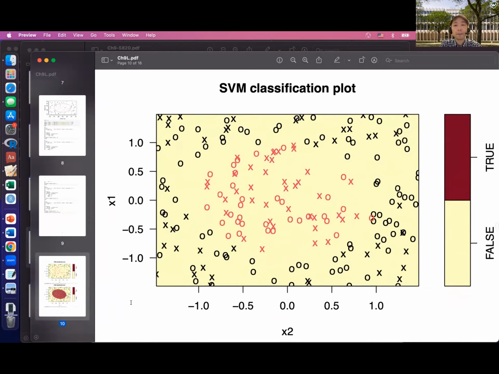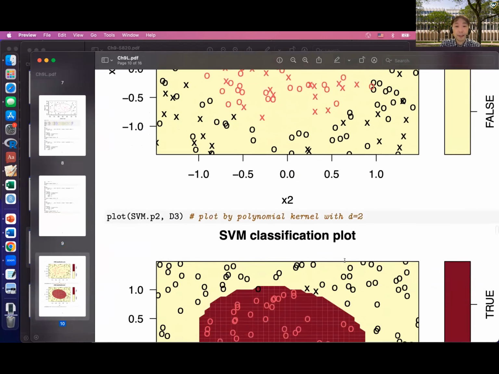And the linear kernel here. Basically, for any straight line, on both sides, black points are the majority. So actually, all points are classified as false. Black is false, true is red. So this is the linear one.